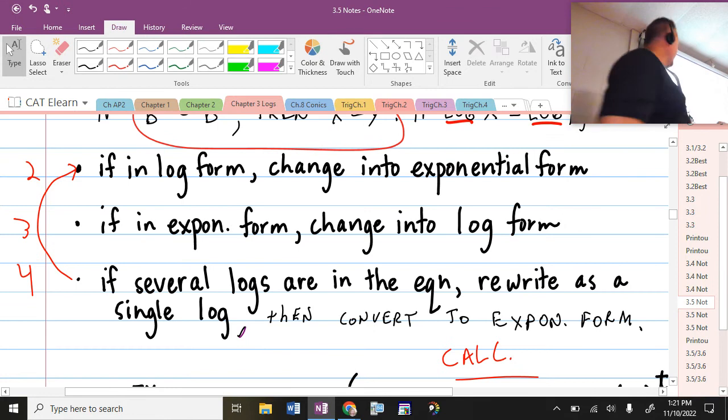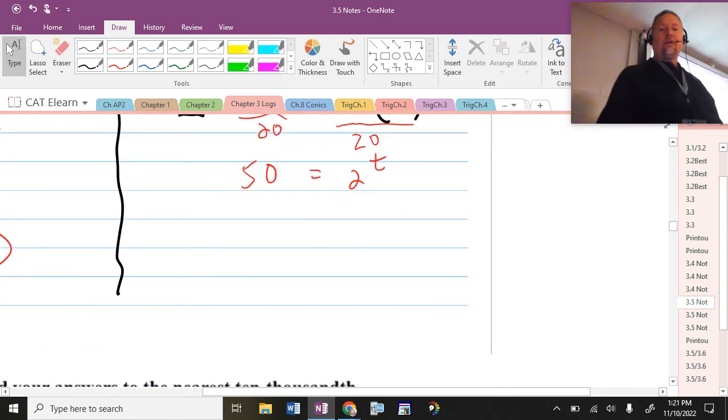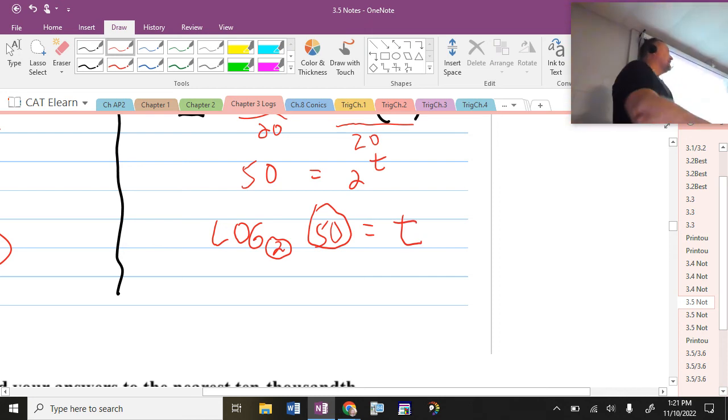Number 3. If in exponential form and I can't do the first thing, just change it to a logarithm. Okay? So therefore, log base what? What goes down here? 2 of, who goes here? 50. The whole point of a logarithm is to get who by themselves? That's it. You got t isolated.